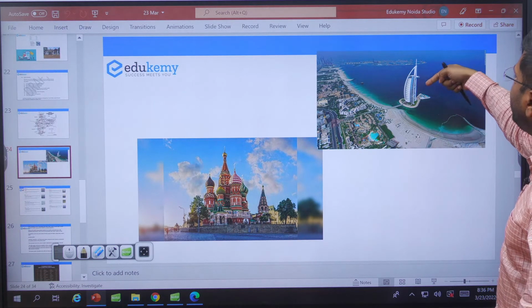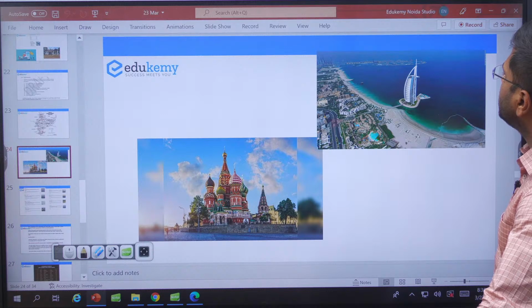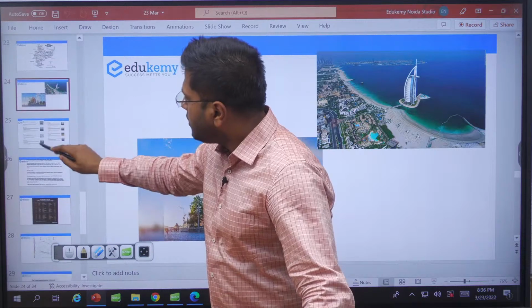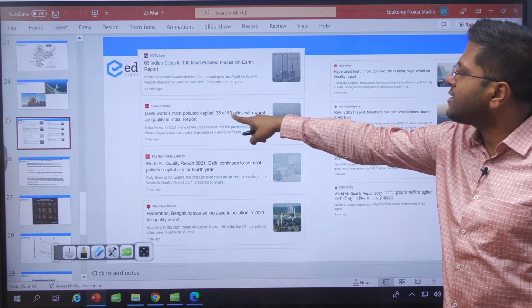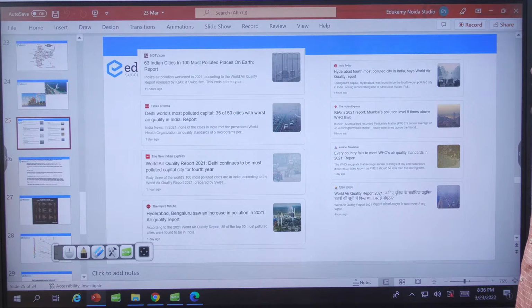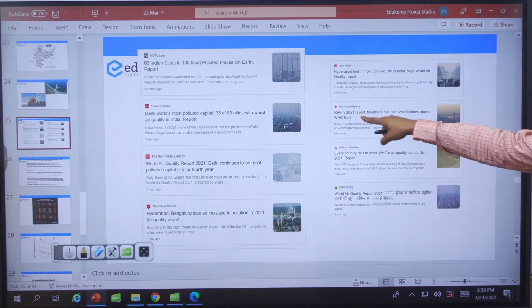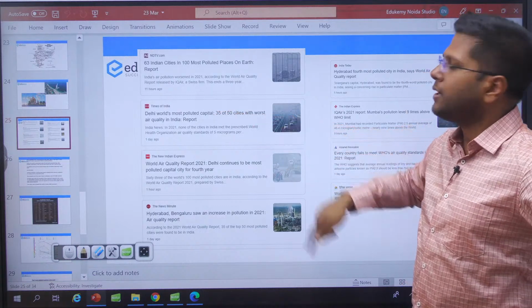When you see a complete hotel here, you'd also be able to see complete Palm Island just behind it. See, all because of tourism, right? And on the other hand, this is the report. It says 63 Indian cities in 100 most polluted places on earth. NDTV. Times of India says 35 of 50 cities of worst air quality in India. Hyderabad, Bengaluru saw an increase in pollution in 2021. IQ Air's 2021 report, Mumbai's pollution level 9 times above WHO limit. Delhi, world most polluted capital, right?